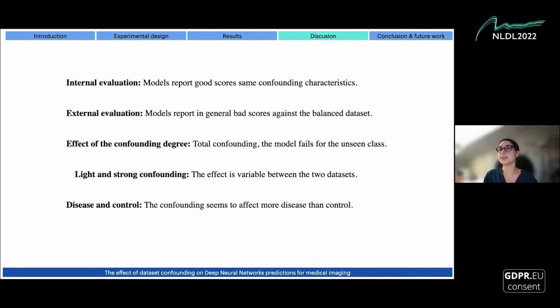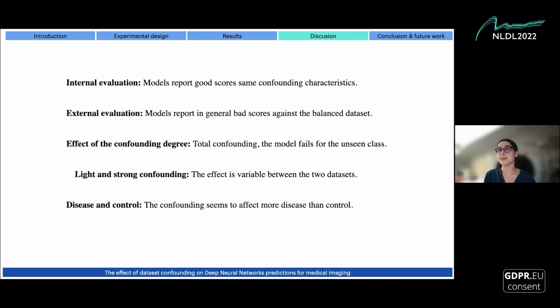So for the internal evaluation, we see that the models report good scores when they are tested against confounding that has similar characteristics to the one they were trained on. This can explain why if you just take a data set and keep one part that has the same effect, you can still have very good accuracy. But when we test against the external evaluation, we saw that the models report in general very bad scores. This can explain why if you move the model to another hospital or you test against another data set and this confounding is not the same, the effect drops.